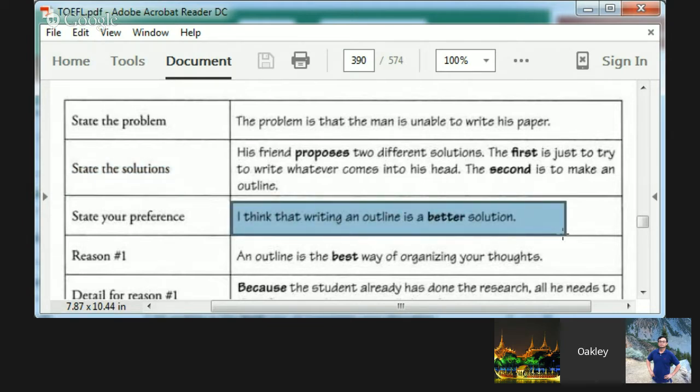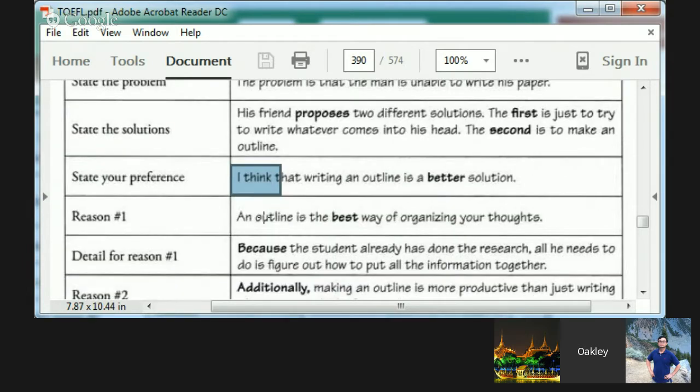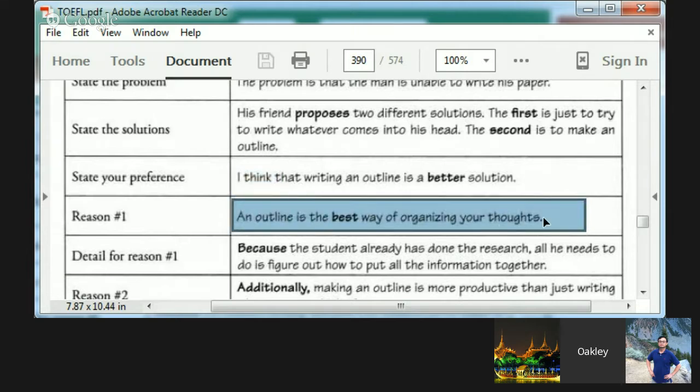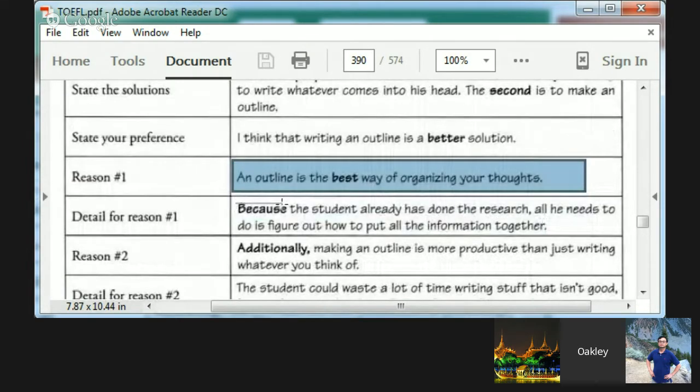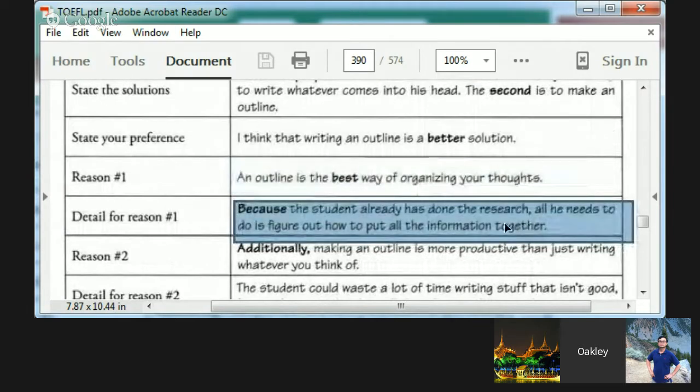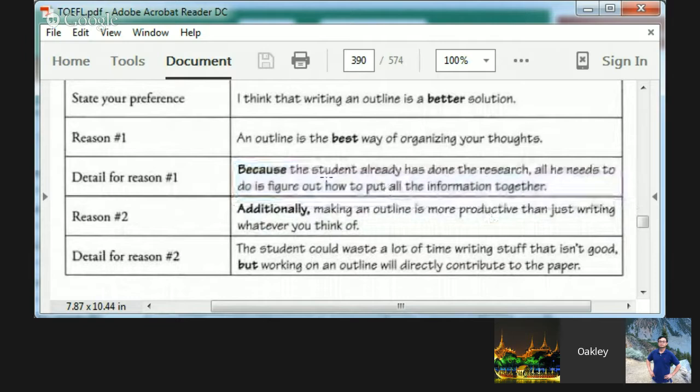I think, in my opinion, from my perspective, the way I see it, he should write an outline. Okay. I think that writing an outline is a better solution. Actually, the more important part is to use the signal phrase, I think, or in my opinion, something like that. An outline is the best way of organizing your thoughts because the student has already done the research. All he needs to do is figure out how to put the information together.